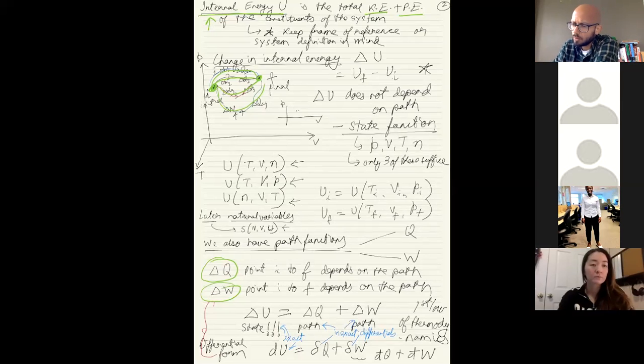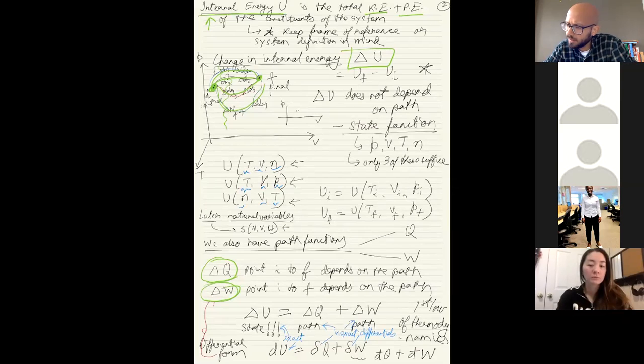So delta Q is a path function, delta W is a path function. However, their sum is a state function. So delta U does not depend on the path that you take. For each of these possible 4 paths, delta U is going to be the same. And so what does it mean? It means that it depends on the state variables of the system. So you could write it as a function of T, V, and N, or you could write it as a function of T, V, and P, or N, V, and T. Why only 3? Because we know if we know 3, we know the 4th one.